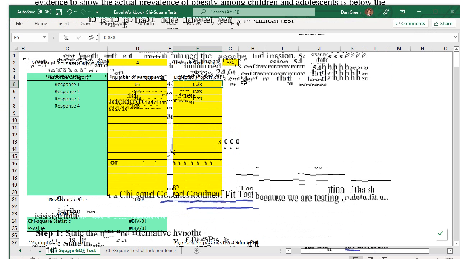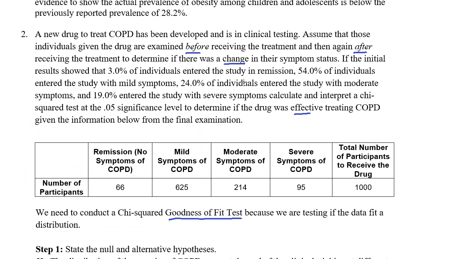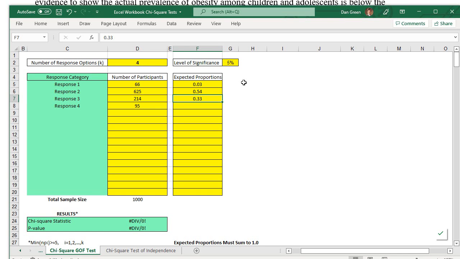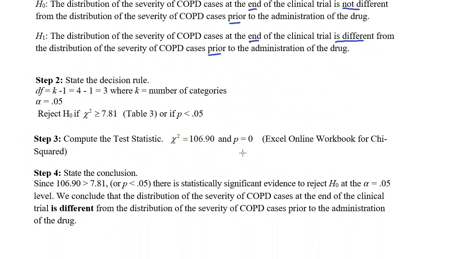So as decimals. So 0.03, 0.54, 0.24, 0.19. And that gives us a test statistic of 106.896, so 106.9, and a p-value of 0 to 3 decimal places. So that is how I got our chi-squared 106.9 and p equals 0. That was from the Excel online workbook.